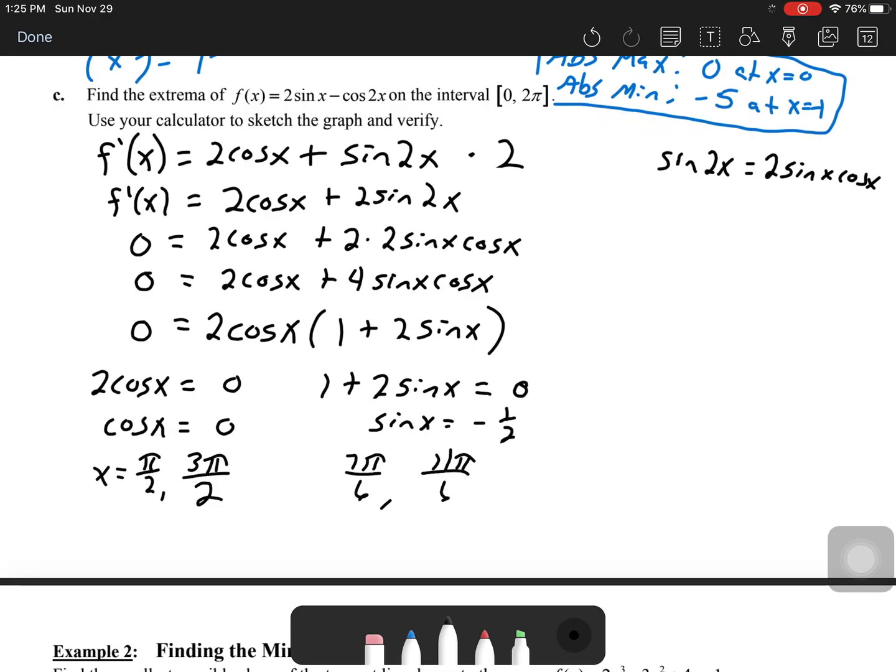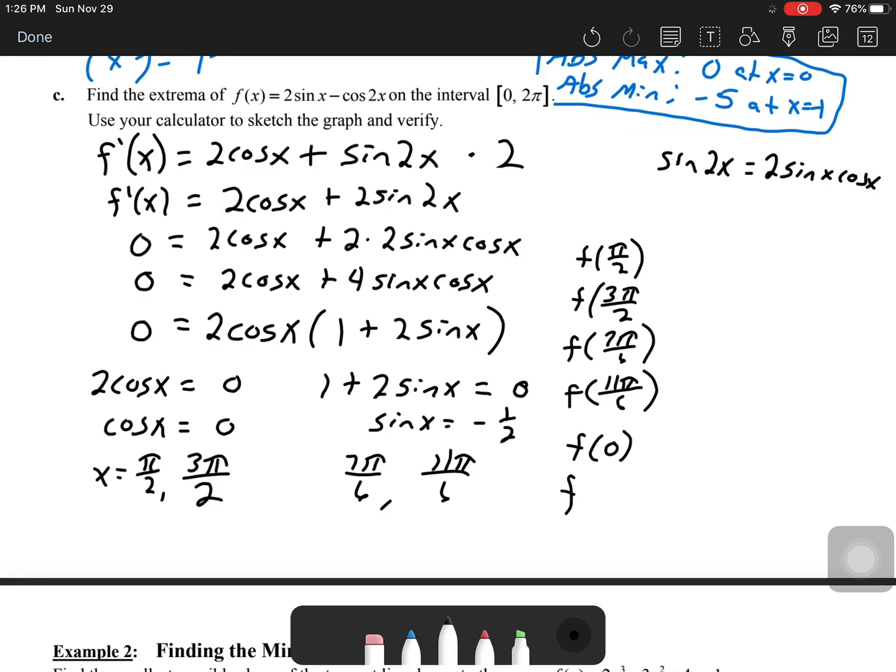And then I also need to test endpoints on this. So I'm just going to list these. I've got f of pi over 2, f of 3 pi over 2, f of 7 pi over 6, f of 11 pi over 6, and then I have to test my endpoints, f of 0 and f of 2 pi. I'm not labeling them like I did before. I'm just going to write them all down, and that's really all you need to do, but before I was trying to demonstrate what those were. Okay, so we need to test all 6 of these.